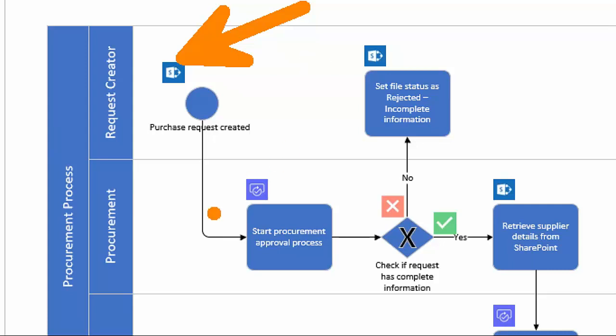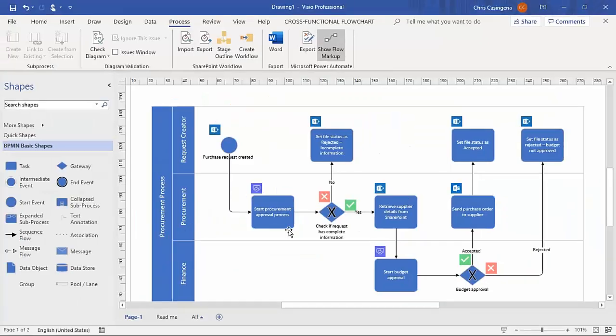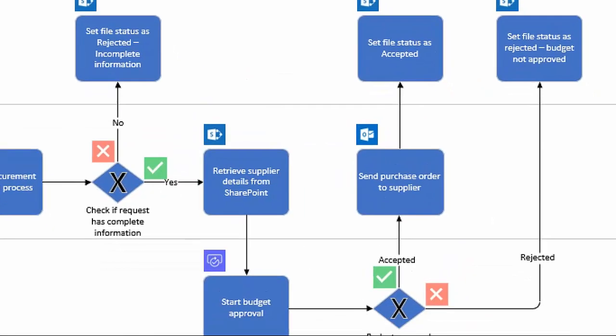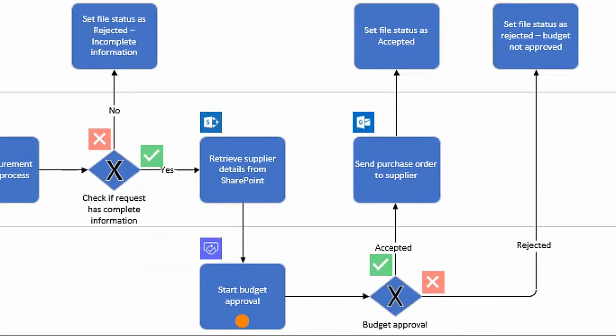It then sends an approval request out. An approval will respond with either yes or no. If they respond with no, then we update the original record created in SharePoint with rejected. If it's approved, we then retrieve some supplier details from SharePoint. So maybe there's another list in SharePoint that has information about the supplier. If we have a look at the rest of the process, it then will start another approval process that can either be rejected or approved.